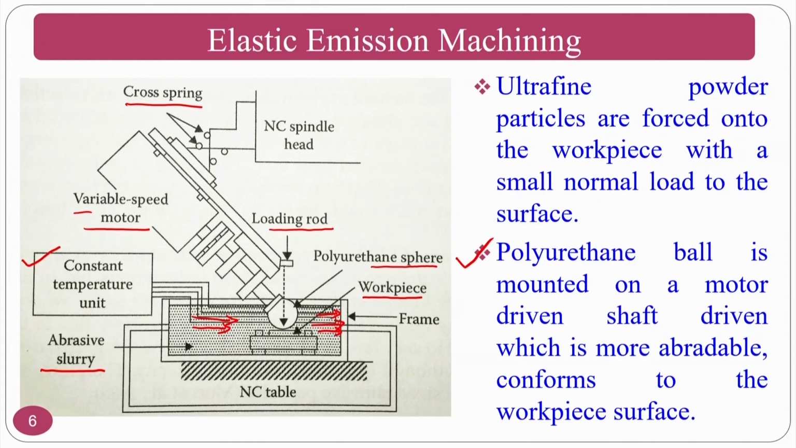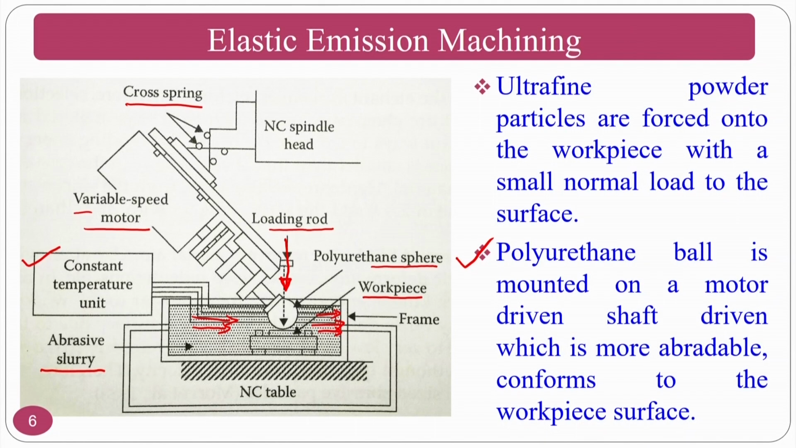Okay. So, you are going to put a normal load on top of it, but make sure that the workpiece and your polyurethane sphere are in no way in contact. But because of this normal pressure, at the same time the flowability, what will happen is the abrasive particles and this fluid will come in touch with the workpiece.